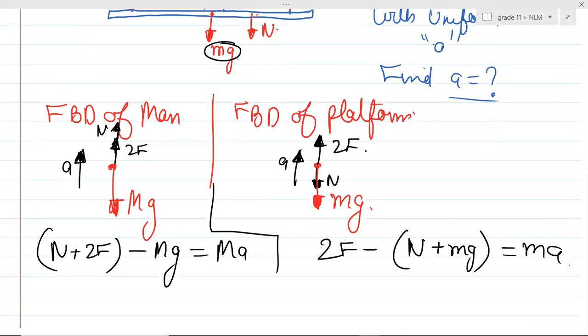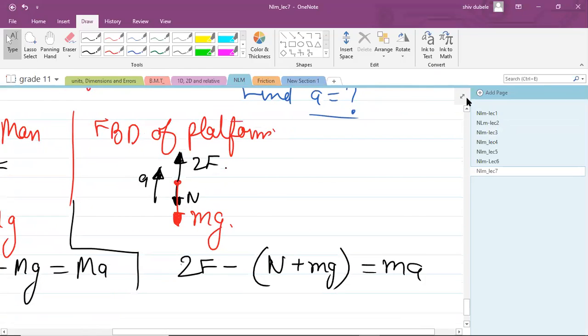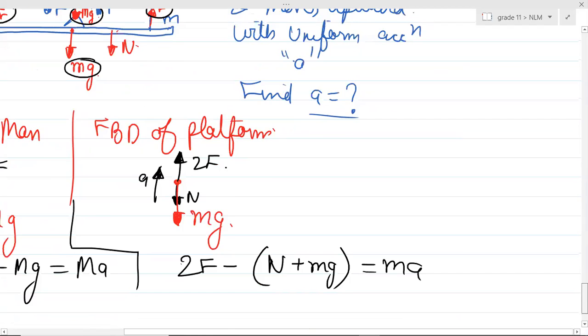Yes, sir. So basically, I need to see the diagram. So can you zoom out? I won't be able to zoom out, I don't think so. I think just up and down.